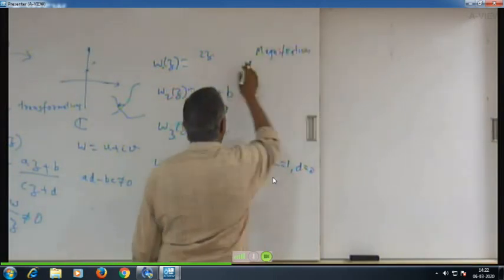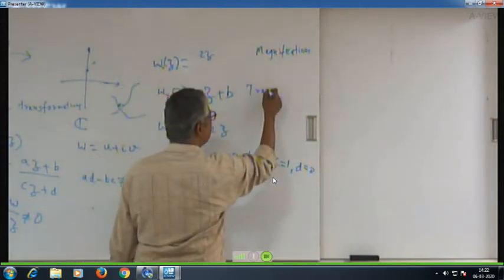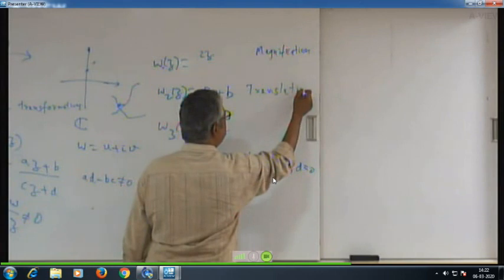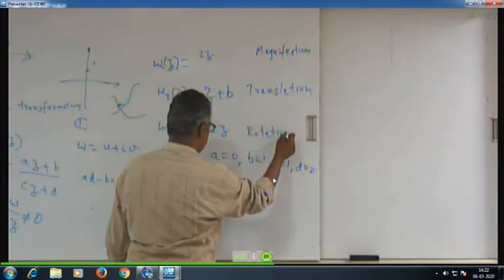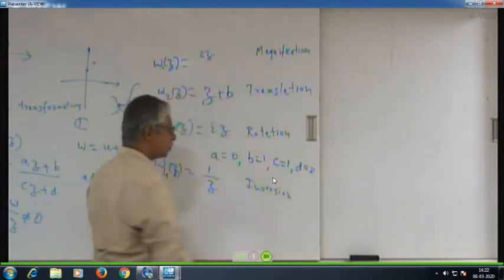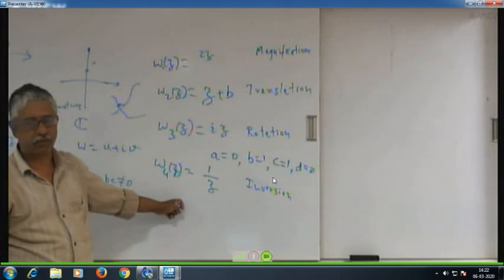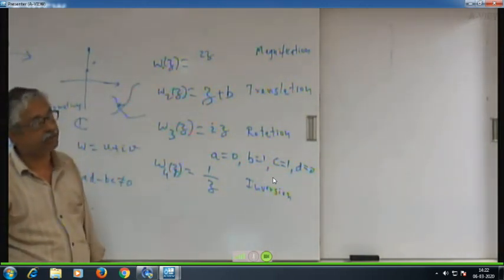Magnification could also mean compression. It could become half, 1/3, and 2/3. This is translation. This is rotation. And this is inversion. Inversion is probably a new thing for you, so please pay careful attention to this. So these are the four fundamental bilinear transformations.